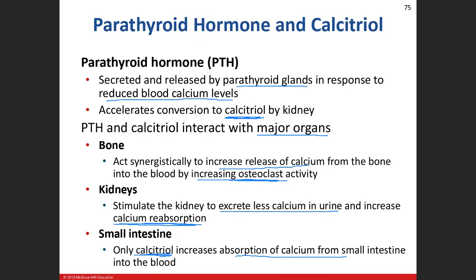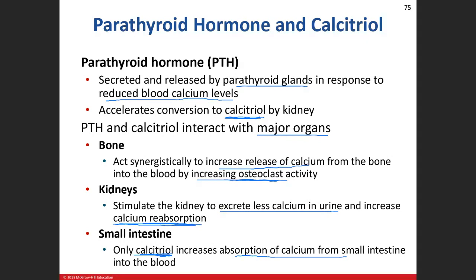Does it kind of make sense? I'm trying to keep it as simple as possible. I know there's a certain level of memorization here, all right? But if you think the process through, blood calcium levels are low, we want to increase that. What's that? Negative feedback, right? Okay? So how do we do that?